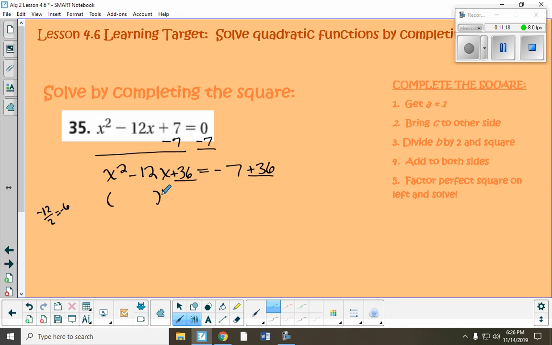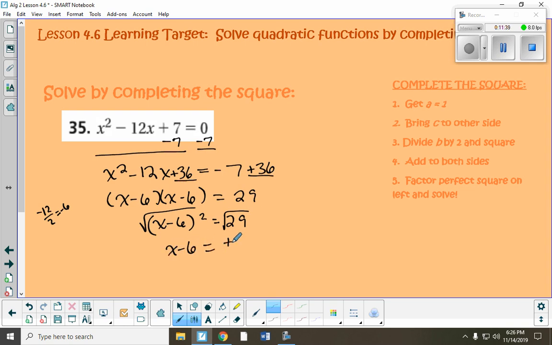So when we factor, we have x minus 6 equals 29. So we have x minus 6 quantity squared equals 29. And we take the square root of both sides. So we have x minus 6 equals plus or minus the square root of 29. So x equals 6 plus or minus the square root of 29.